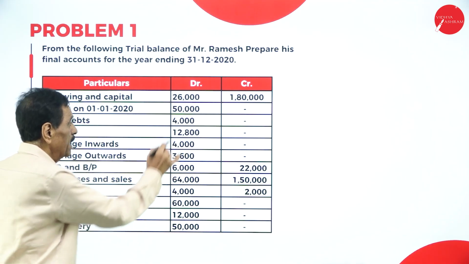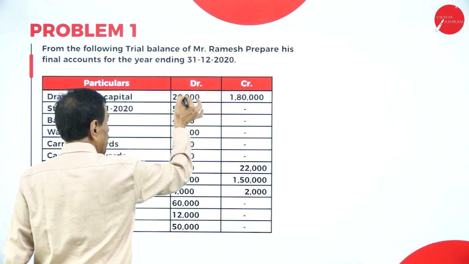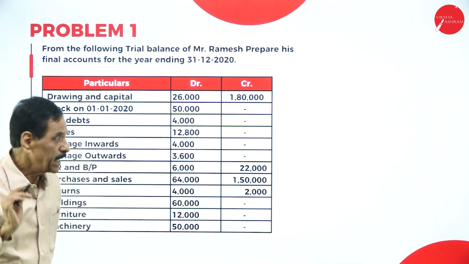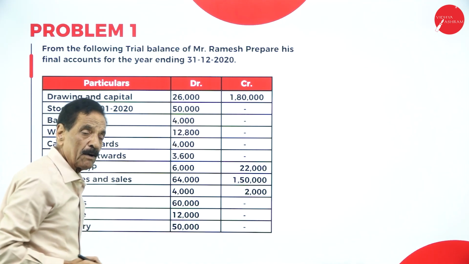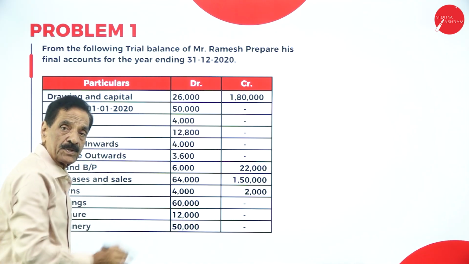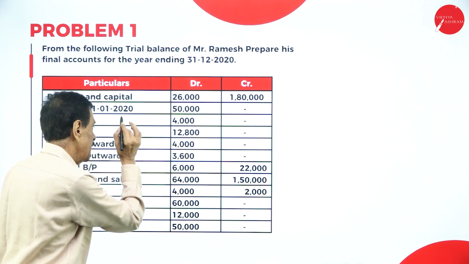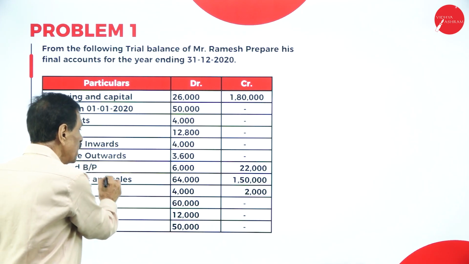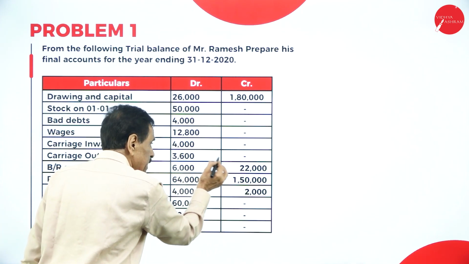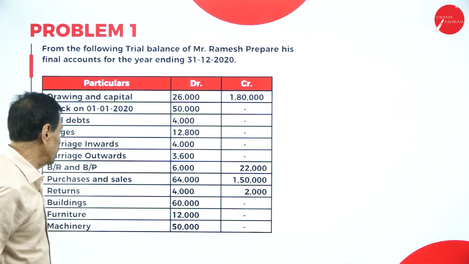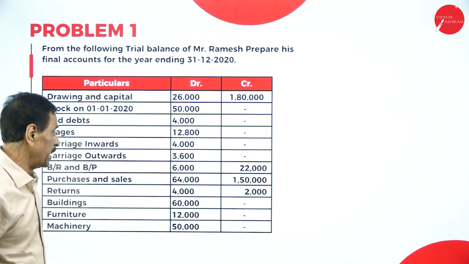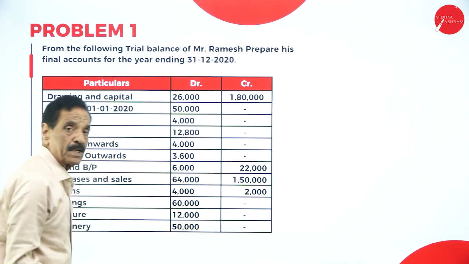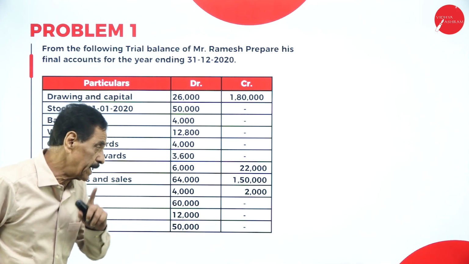Drawings and capital. Liability side of the balance sheet, from the capital it should be deducted. Stock will come, trading account. Bad debt, profit and loss account. Wages, trading account. Carriage inward, trading account. Carriage outward, profit and loss account. BR and BP. BR is asset, BP is a liability. Purchase and sale will come, trading account. Return, debit side sales return, credit side purchase return. So it should be shown in the trading account.